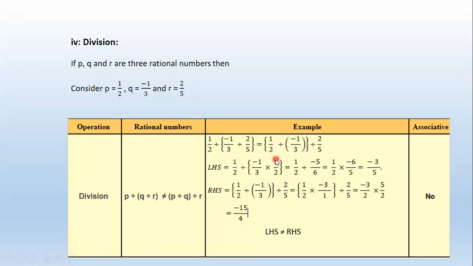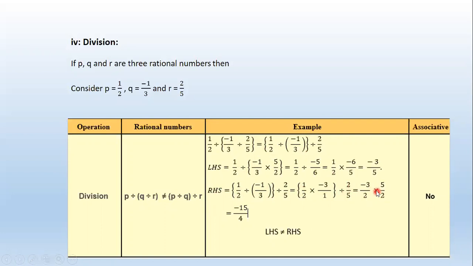Next we'll see the right hand side. In the right hand side, first we'll solve the bracket. For 1 by 2, I'll take the reciprocal of minus 1 by 3, which is written as minus 3 by 1. So it will be 1 into minus 3, it is minus 3. 2 into 1, it is 2. And the denominator here, 2 by 5.